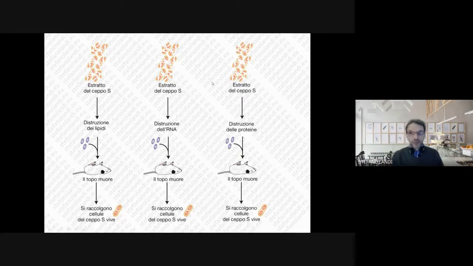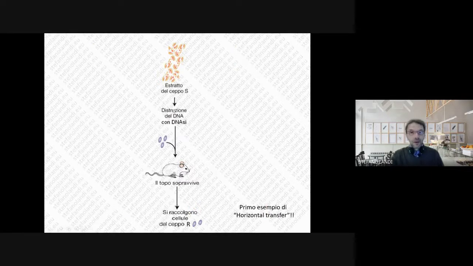Again, what about proteins? The S extracts, after a treatment with a protease, would still be transforming the strain R into strain S. And then finally, when the extract of the inactive strain S is digested with a DNase that is specifically removing the DNA fraction, the transformation didn't occur.